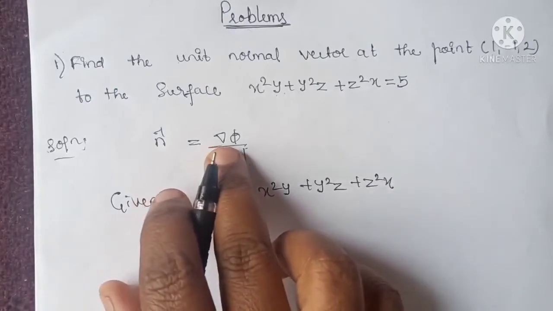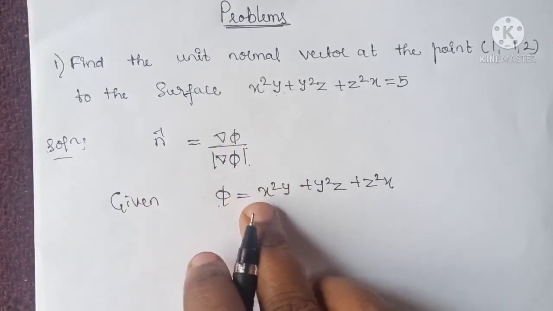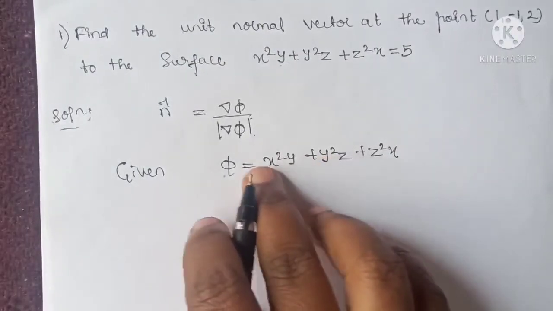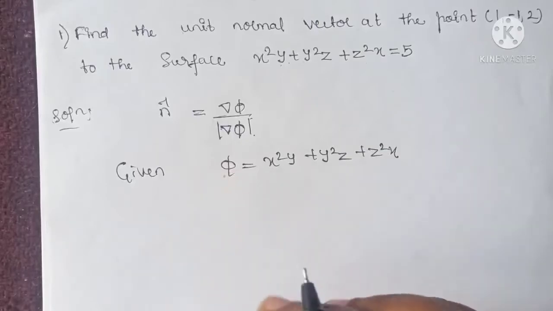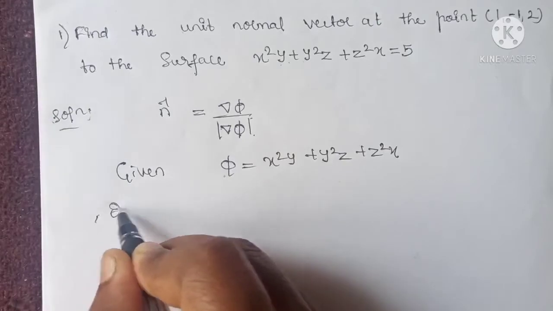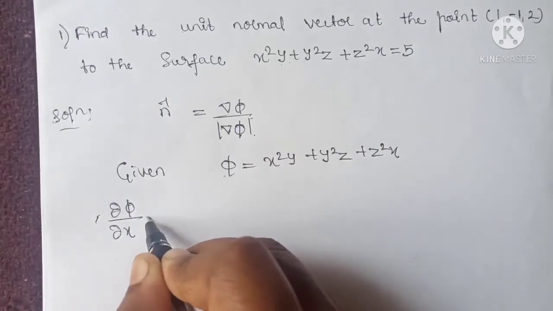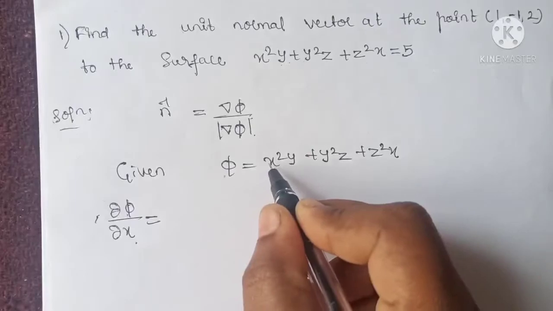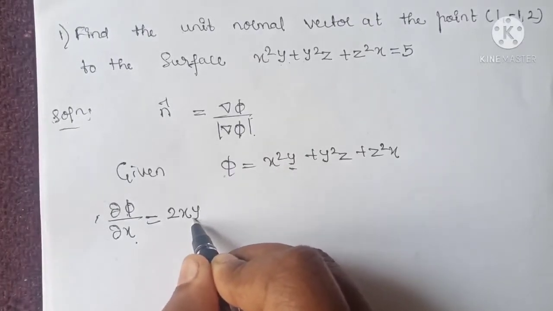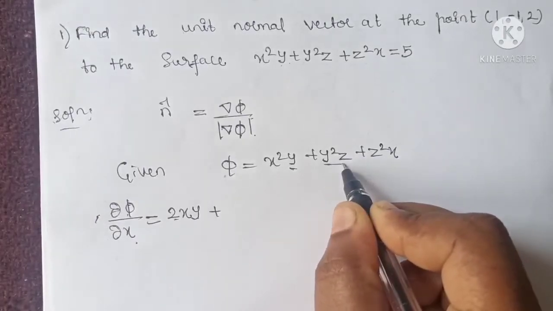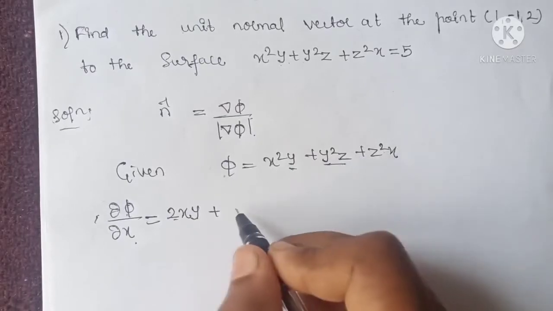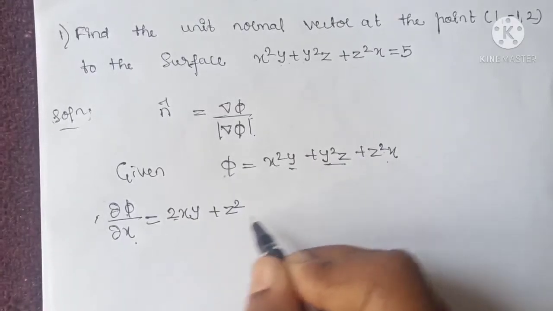Now in order to get the value of del phi, we need dou by dou x, dou by dou y and dou by dou z. So we have to differentiate this phi with respect to x, y, z partially. First, differentiating phi with respect to x partially, we get dou phi by dou x is equal to, here y becomes constant, x square differentiation is 2x, so 2xy plus here y square z is constant, therefore it is equal to 0, and z square being constant and x differentiation is 1.